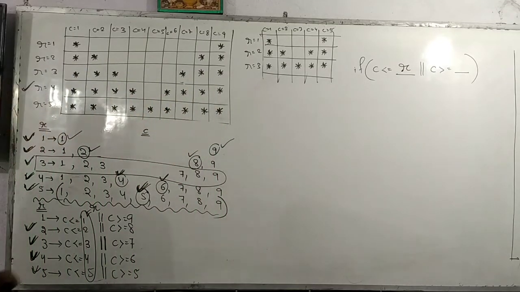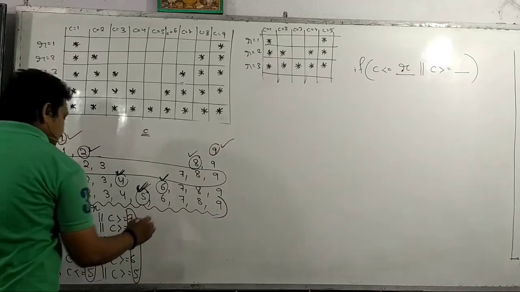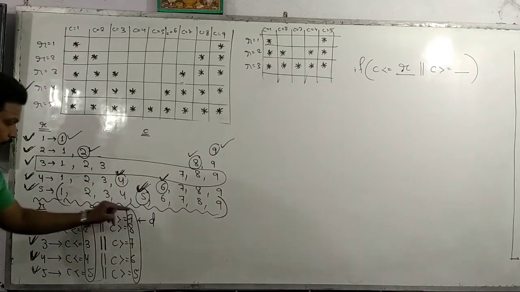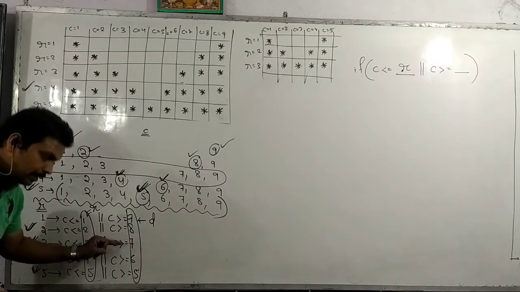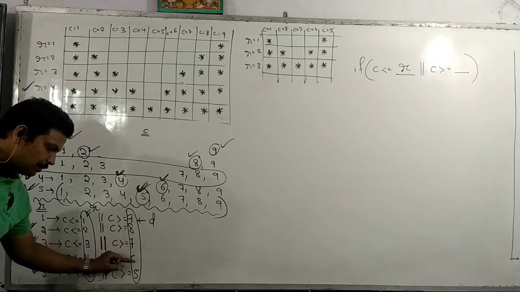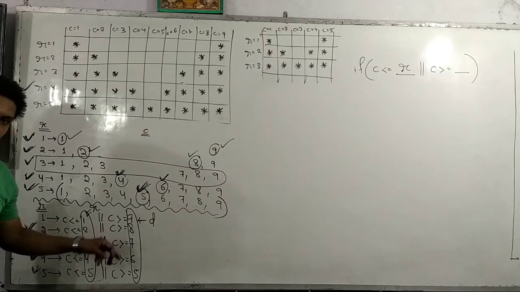Clear? Then what about these values? Let us take D. See, the value of D is getting incremented or decremented? It is getting decremented. After 9 it is becoming 8. After 8 it is becoming 7. After 7 it is becoming 6. After 6 it is becoming 5. Yes or no? Clear?